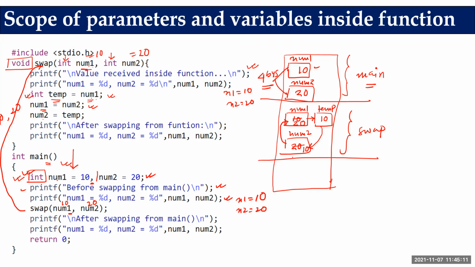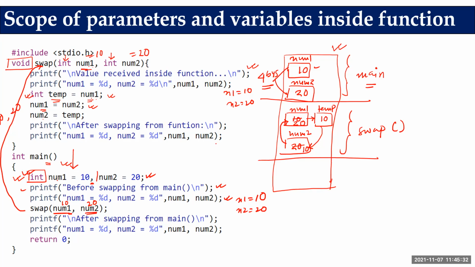So here you see values are swapped, but in which part are the values swapped? Inside the swap function. You can check the memory block of main. It is not swapped. It remains as it is, untouched. Because why? Because see, when you call the function, what are we passing? We are passing the values only.